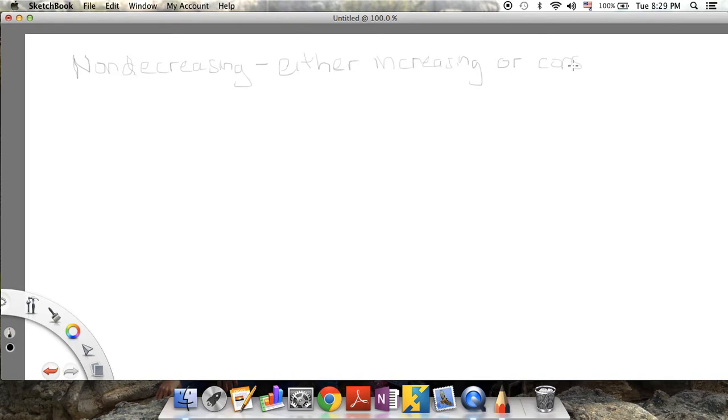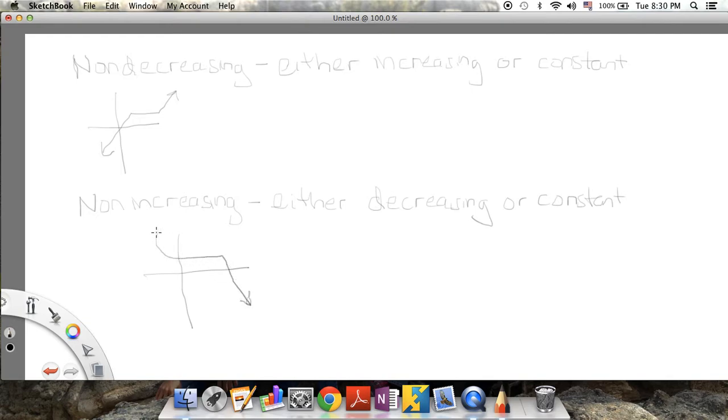or it's constant. So we could have one that looks like this, where it increases and then it's constant and then it increases some more. We could also have a non-increasing function where it's either decreasing or it's constant. So it would be one that goes down and then is constant and then down some more. That would be non-increasing. These are called monotonic, but they're not strictly monotonic.